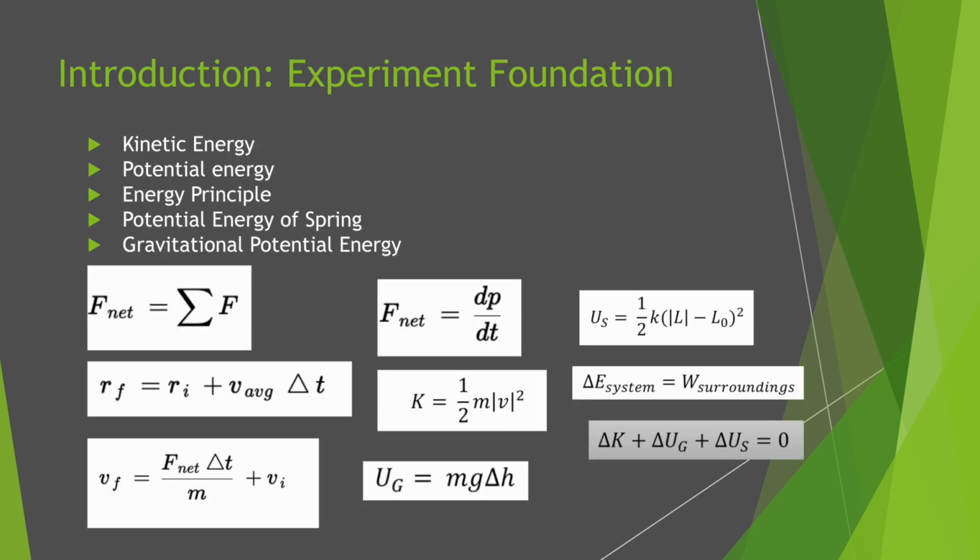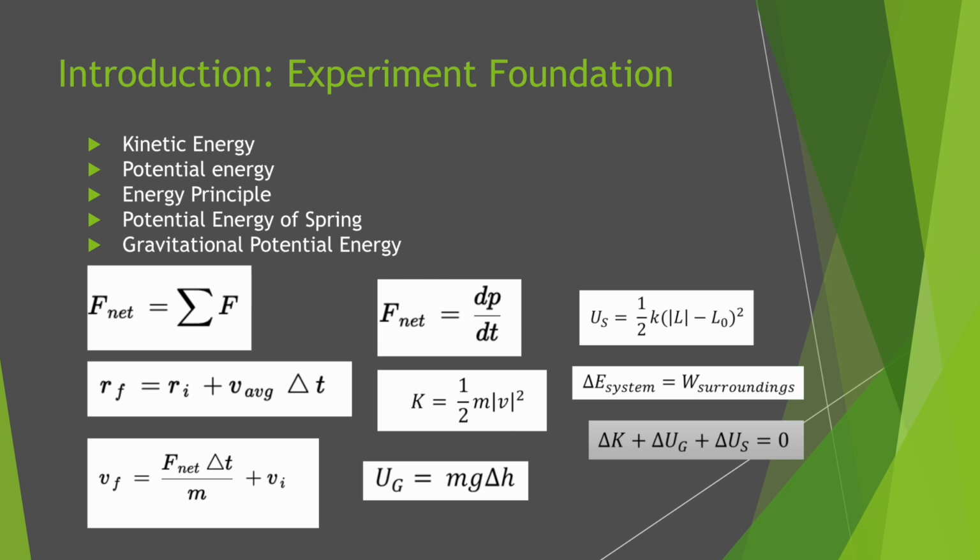And so our basic formulas for today's experiment are the net force, the sum of forces, F net is dp/dt, the spring force, and the potential energy of a spring is 1/2 k times the difference between the equilibrium and current length, squared. K equals 1/2 mv squared is our kinetic energy formula. The potential energy of gravity is mg delta h. And the energy principle itself is that the change in the system equals the work of the surroundings.